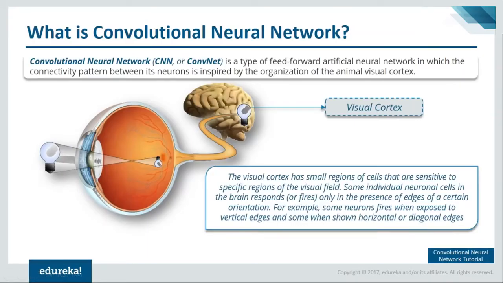So let us understand what exactly a convolutional neural network is. Convolutional neural networks are a special type of feed-forward artificial neural network, which is inspired by the visual cortex. The visual cortex is nothing but a small region in our brain which is present somewhere here where you can see the bulb. Basically, an experiment was conducted and people got to know that the visual cortex is made of small regions of cells that are sensitive to specific regions of the visual field. What I mean by that is, for example, some neurons in the visual cortex fire when exposed to vertical edges. Some will fire when exposed to horizontal edges. Some will fire when exposed to diagonal edges. And that is nothing but the motivation behind the convolutional neural network.